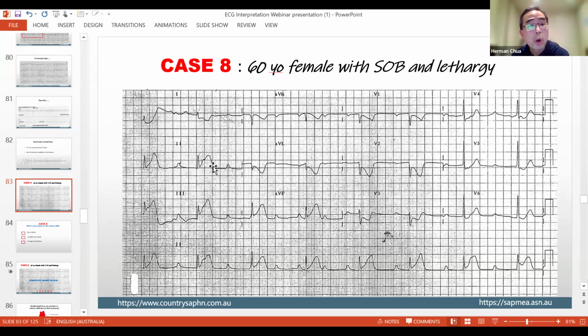So how do I diagnose that? Well, ST elevation, predominantly in 3 and AVF with hyperacute T waves. This is supported by the reciprocal change I see in lead 1 and lead AVL. So there's definitely an inferior. But what more?